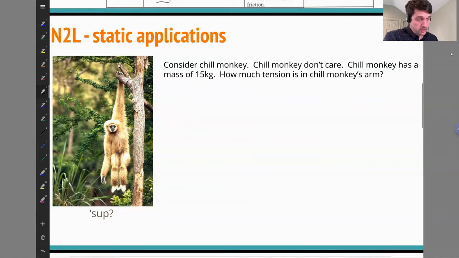Consider Chill Monkey. Chill Monkey don't care. If you're familiar with Honey Badger, it's the same degree of not caring, but with a different character.